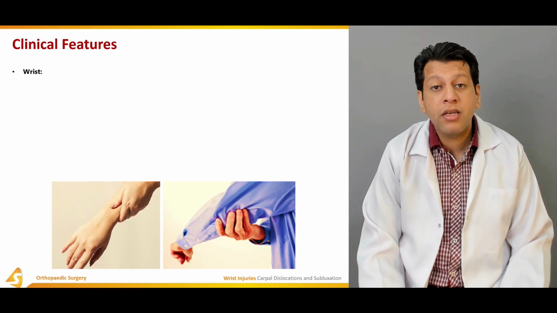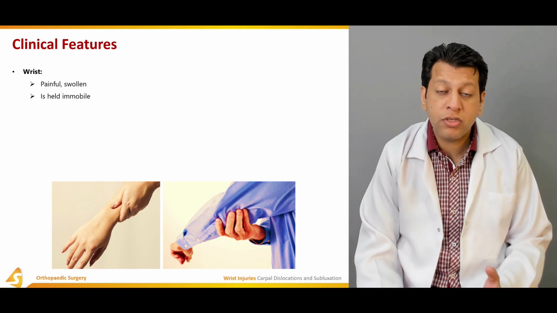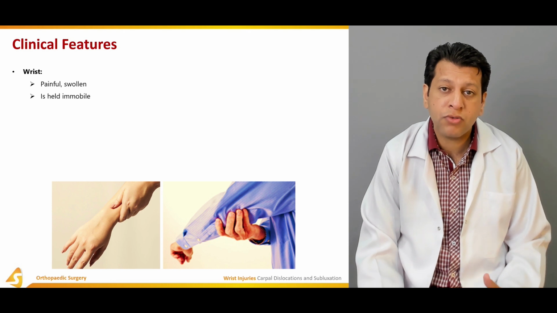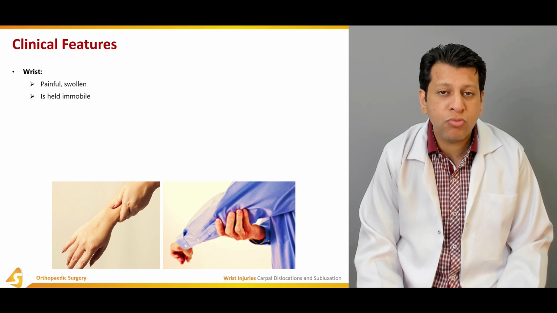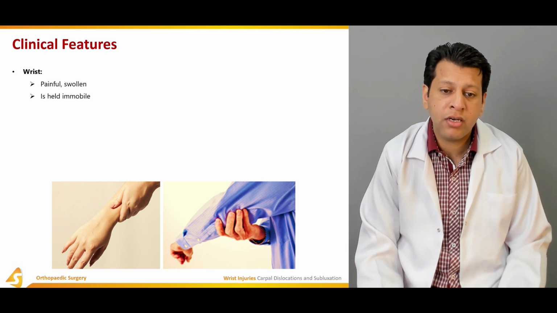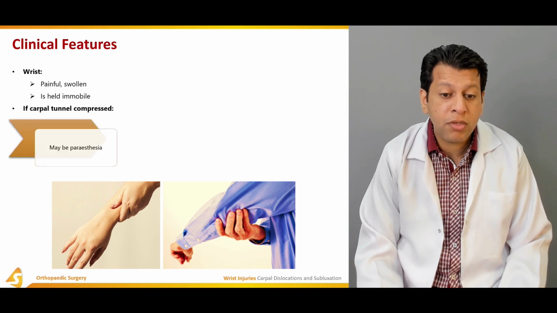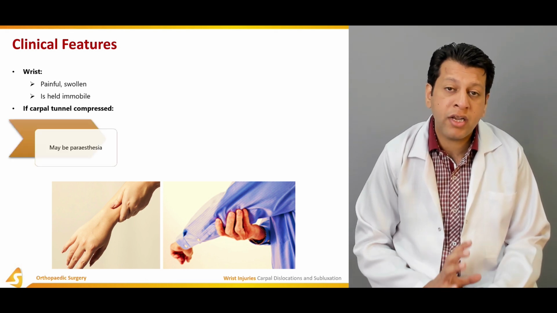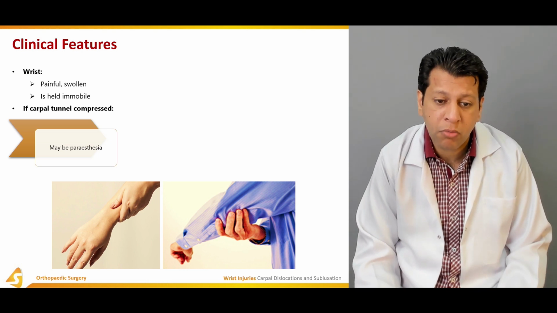And what are the clinical features? The most common is always wrist pain, from an acute injury, and there is massive swelling around the wrist joint. It's very painful, and usually you cannot move the hand. The wrist is held immobile. If the carpal tunnel is compressed, there may be edema and hematoma and swelling over there. This may result in partial compression of the carpal tunnel.